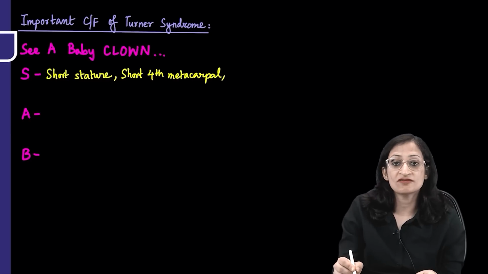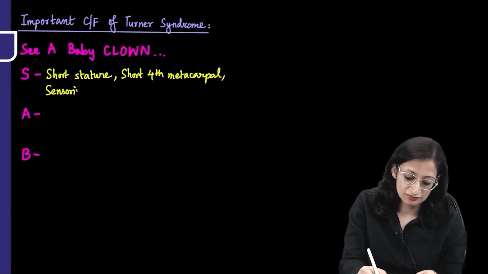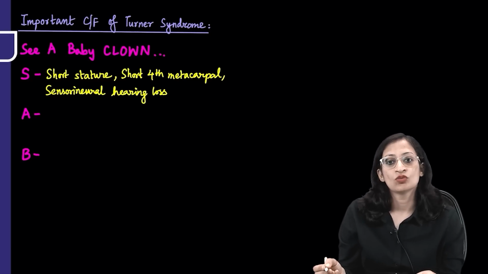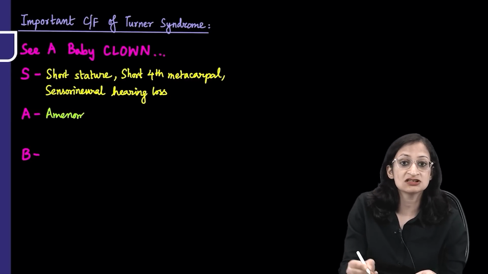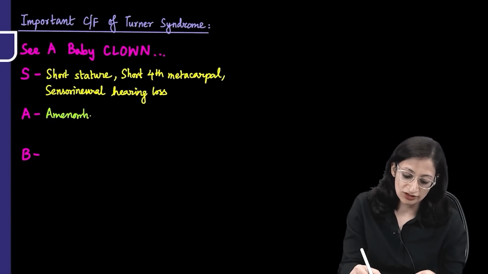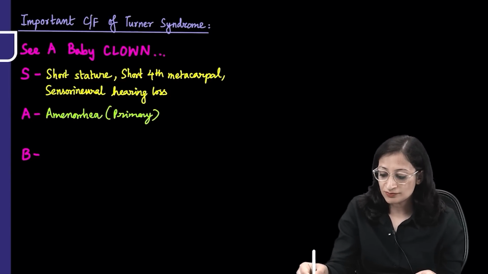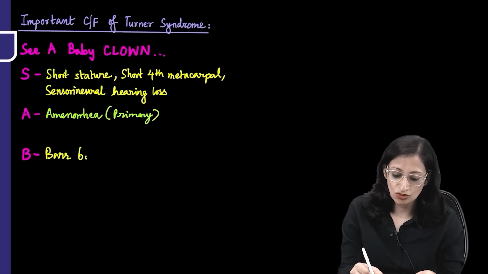And these individuals can also have a sensorineural hearing loss. With A, these individuals have amenorrhea, and that amenorrhea is usually primary. That means these females never attain menarche at all. Now with B, bar body is absent in these individuals.